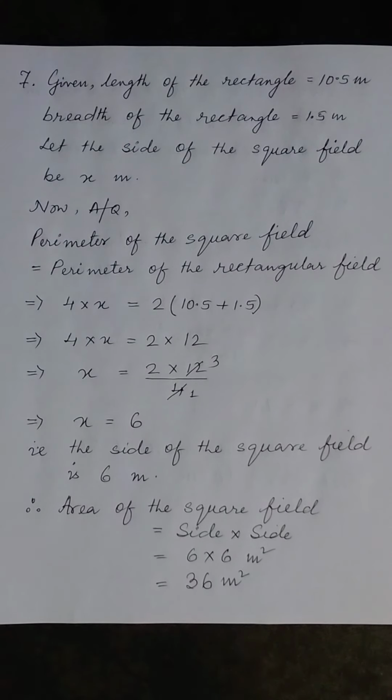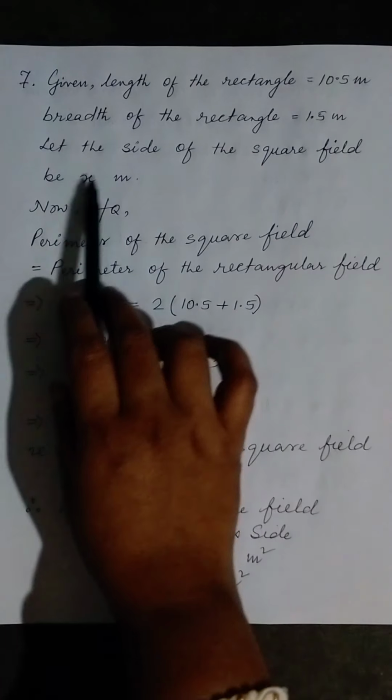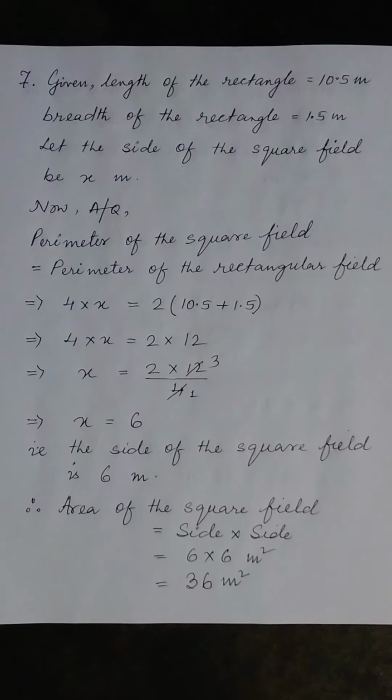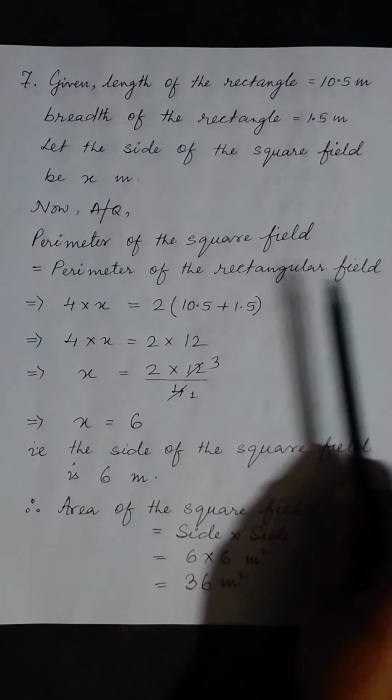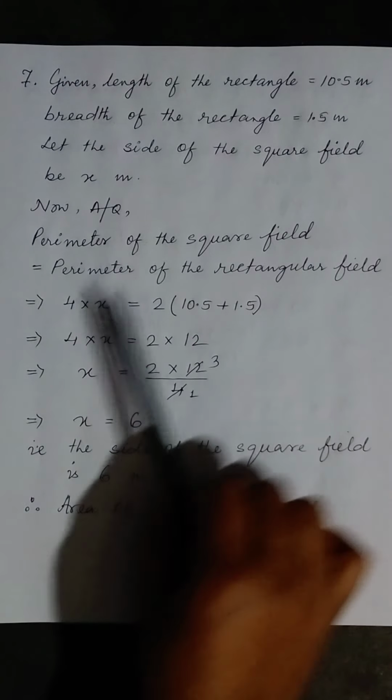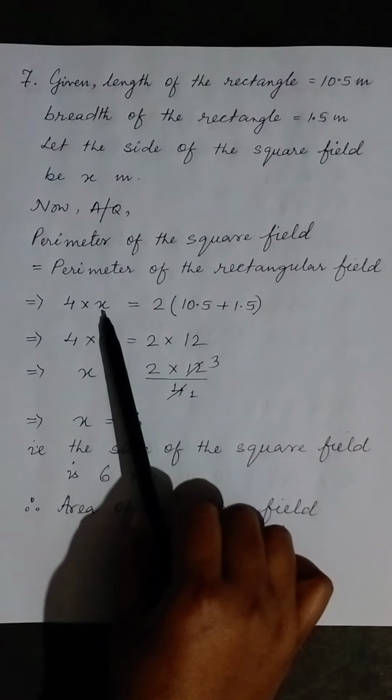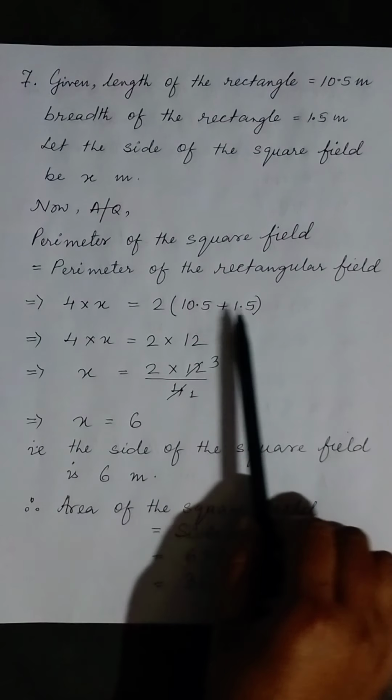Given length of the rectangle. Length of the rectangle is given to you. Then your breadth of the rectangle is also given to you. Here it is. Now let the side of the square field be x meter. Now according to the question, perimeter of the square field and perimeter of the rectangular field both are equal. So perimeter of the square field is 4 into x equal to 2 into length plus breadth.